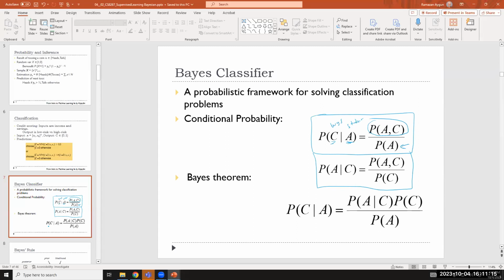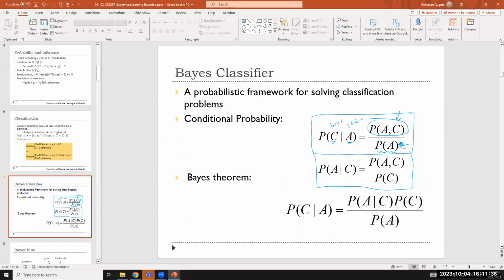So the critical part here now, I can determine this one. Okay, I can determine the probability of A from the population. But how can I determine this one? That is my question. How do I solve it? I need to solve this one.